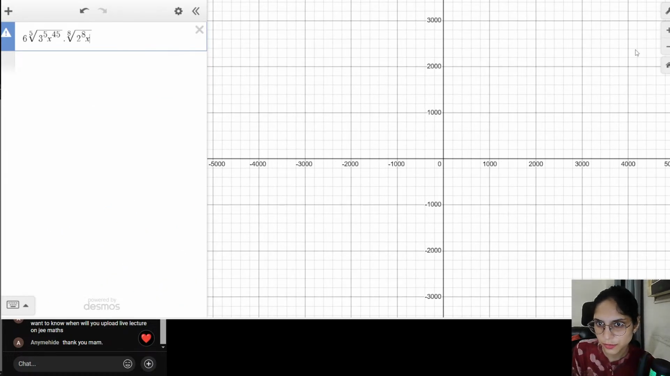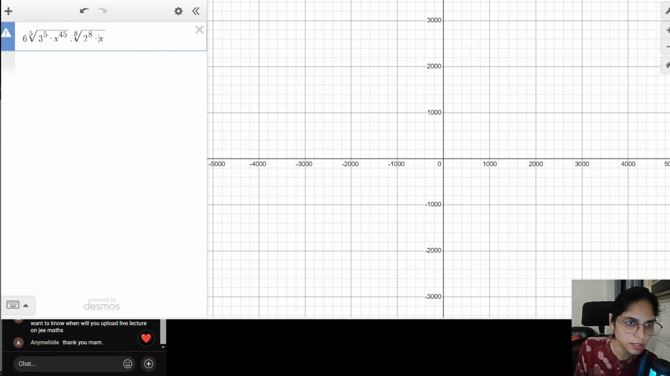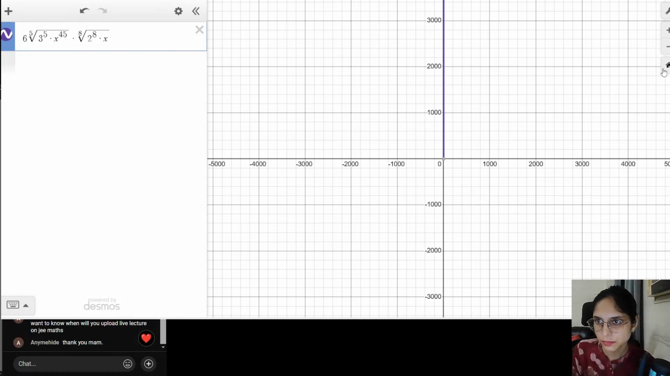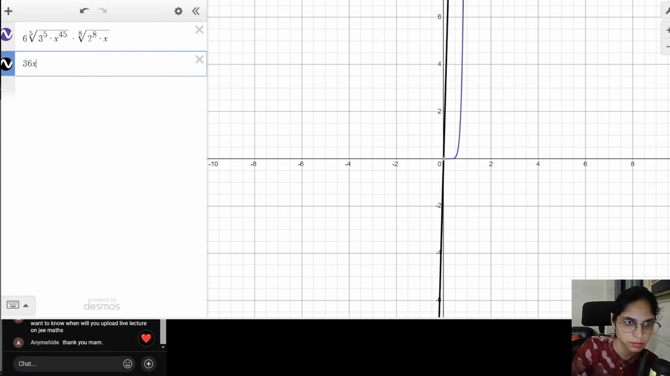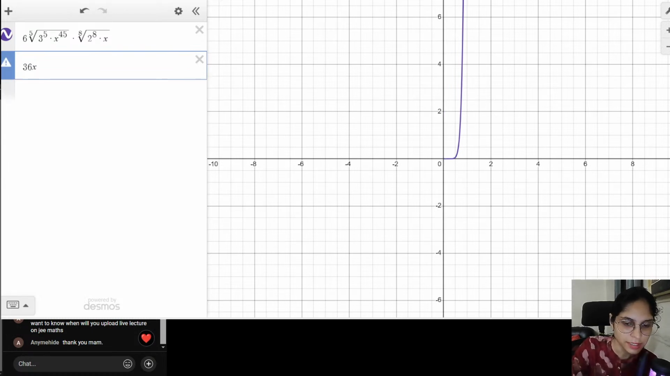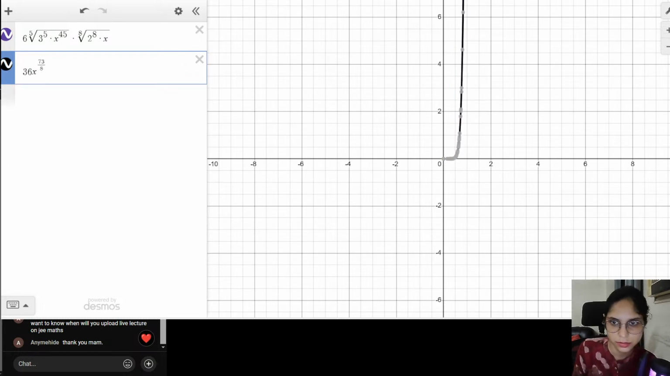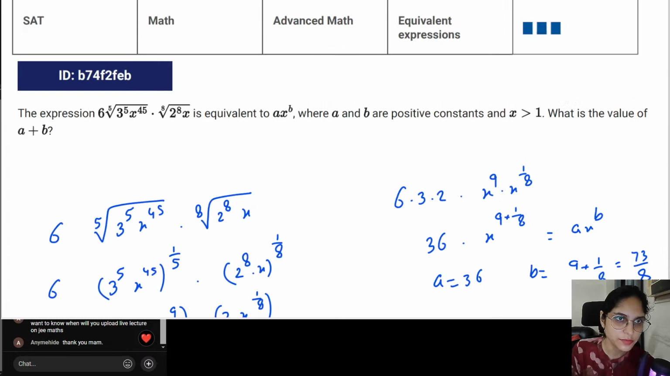Why is there not any graph? Okay, multiply. I think I have not multiplied over here. Yeah. And now we have got a is equal to 36, 9 and 1/8, that is 73 over 8. Yeah, it's an overlapping graph, so our answer is correct. Now we are ready to move forward. 2 more questions remaining, 60 and 67.